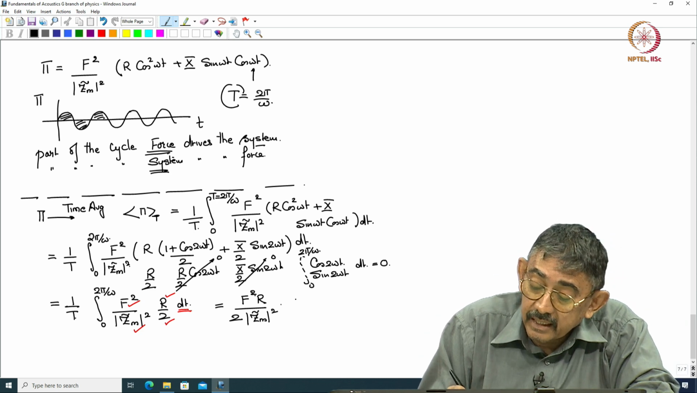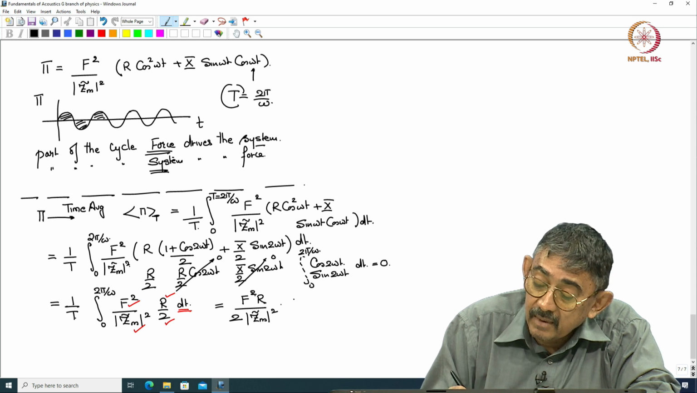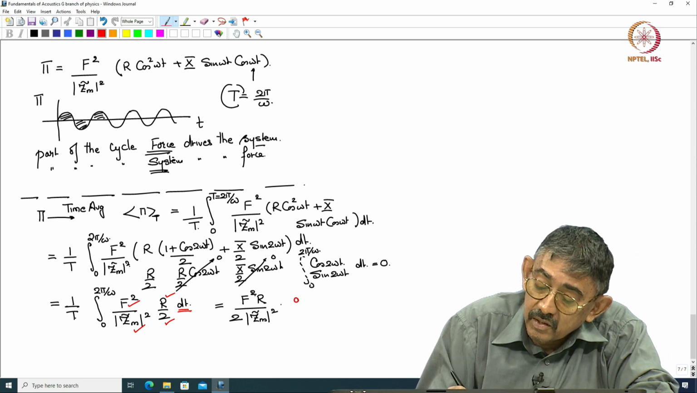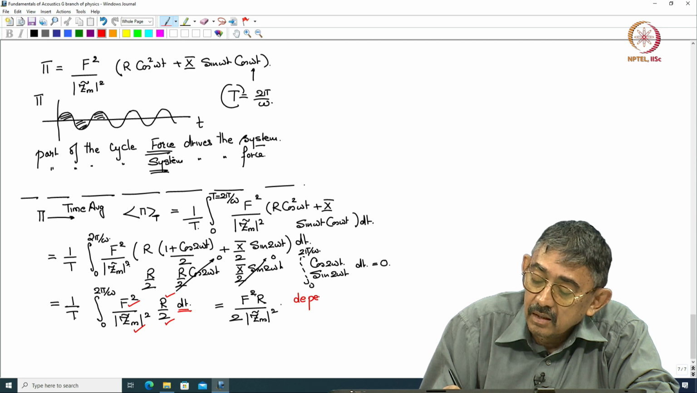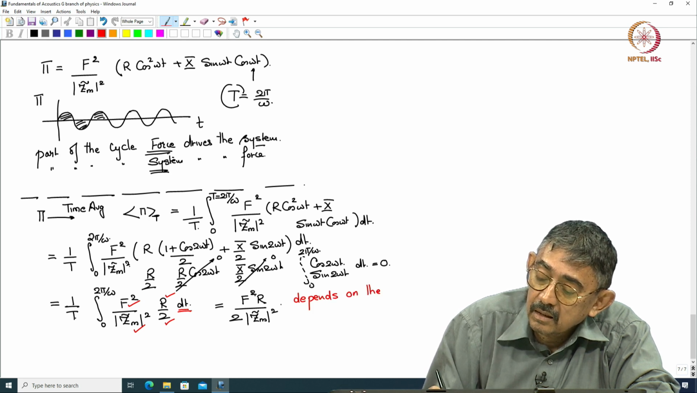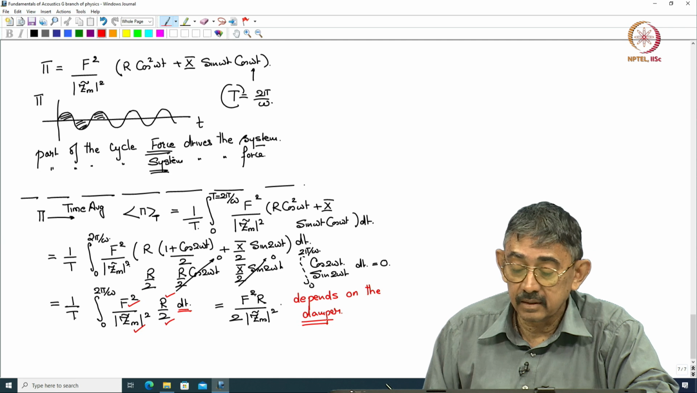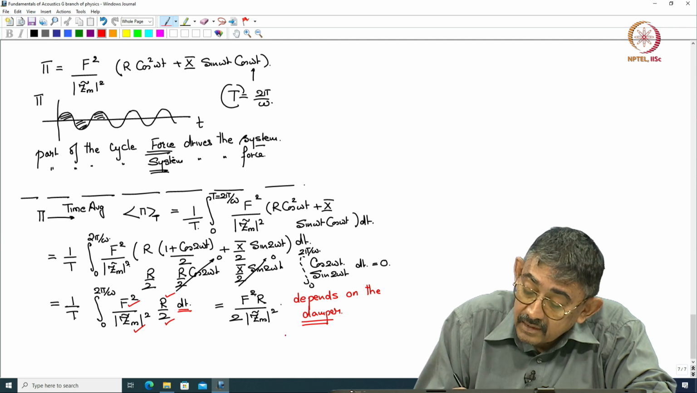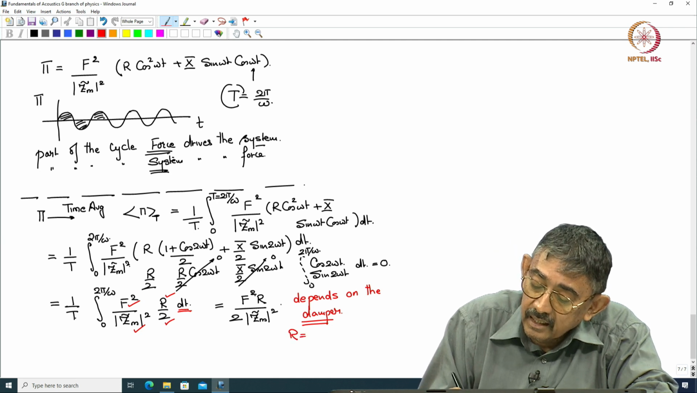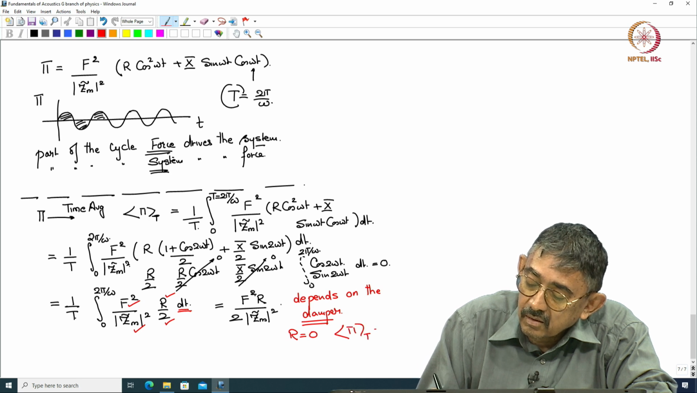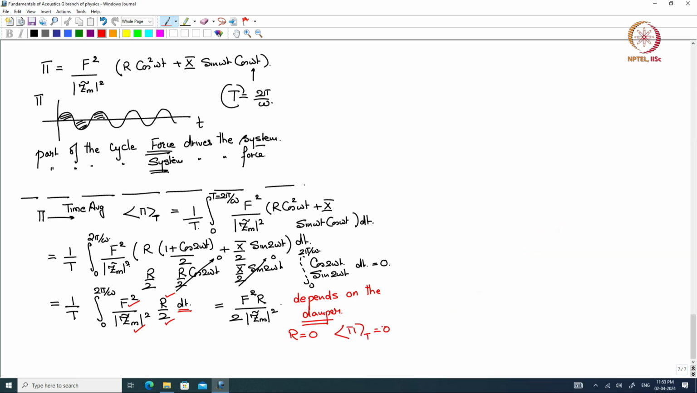So it depends on the damper. The time averaged value, that is what is to be noticed here, depends on the damper. So if the damper is 0, there is no damper, if R is 0, then the time averaged power is 0.